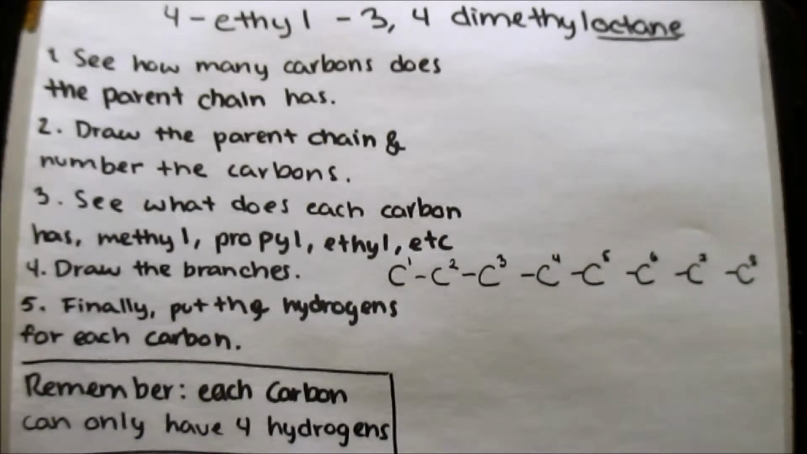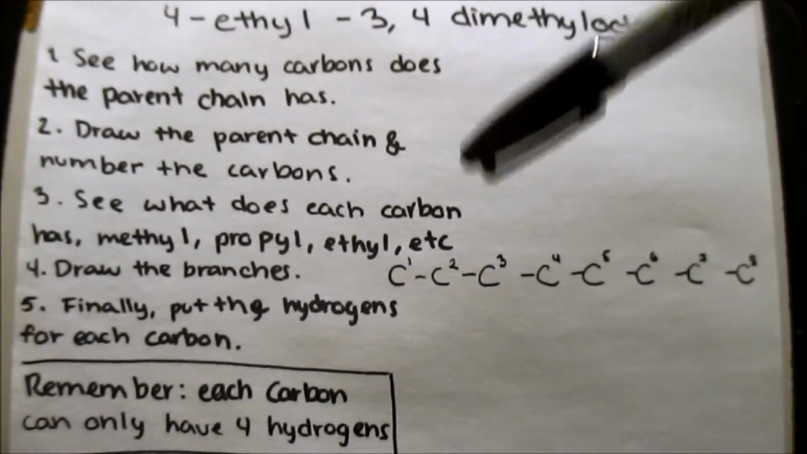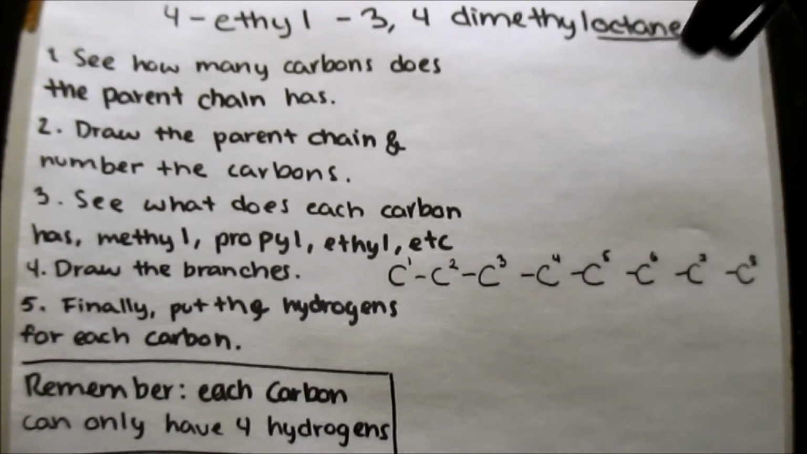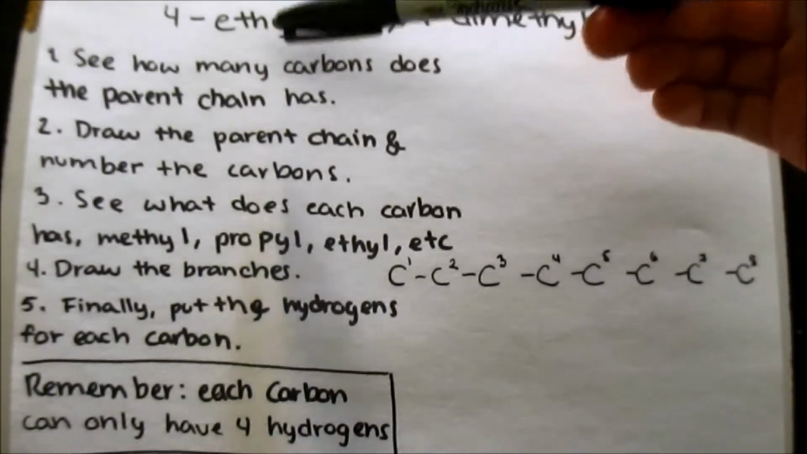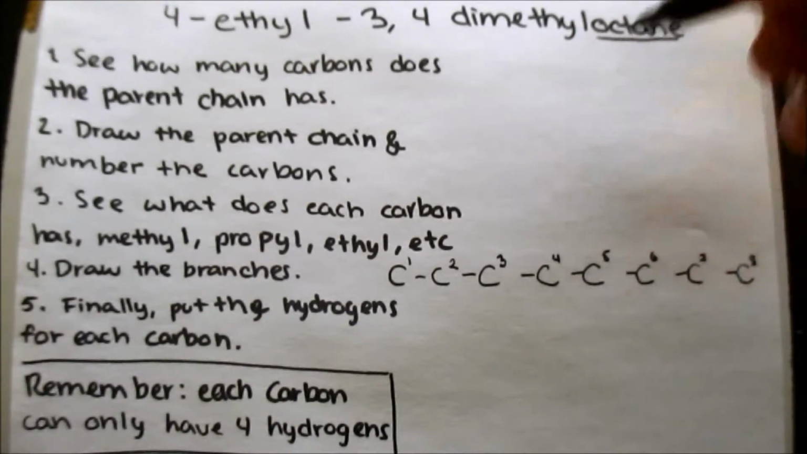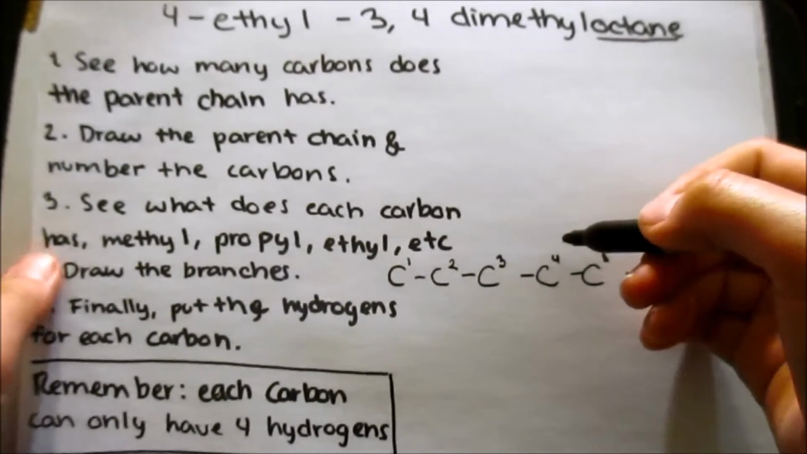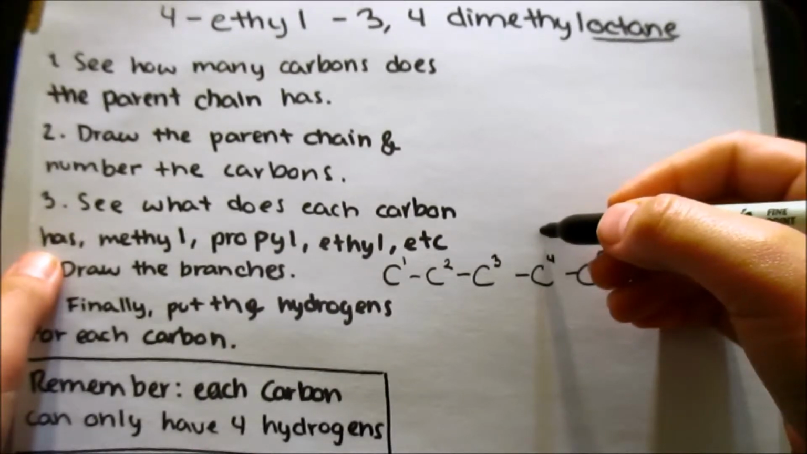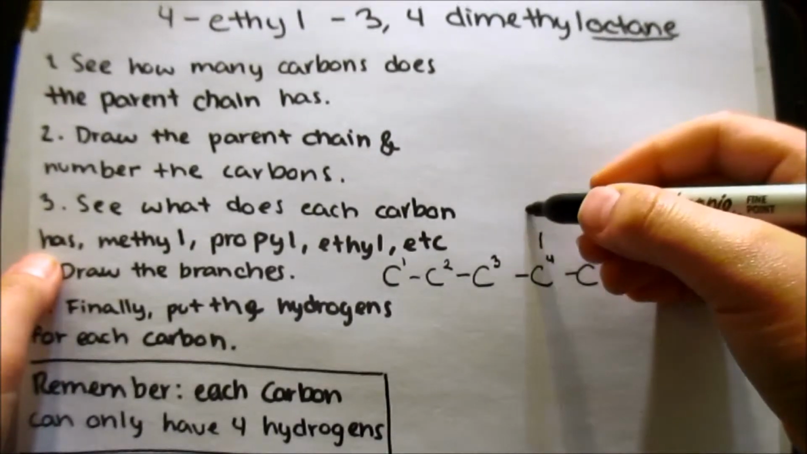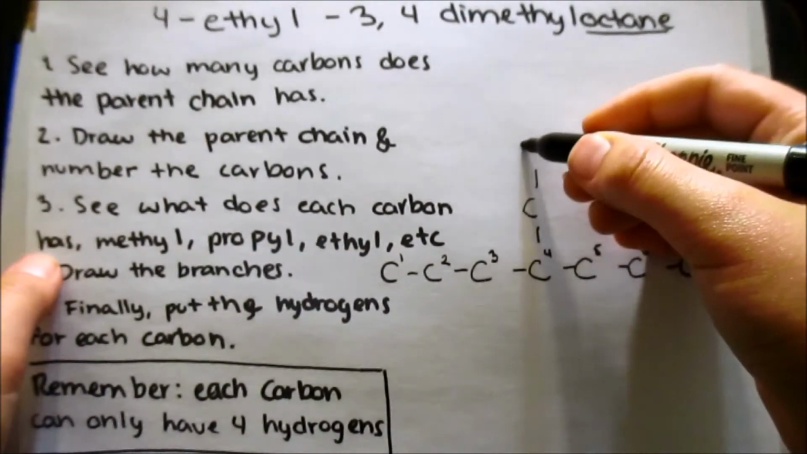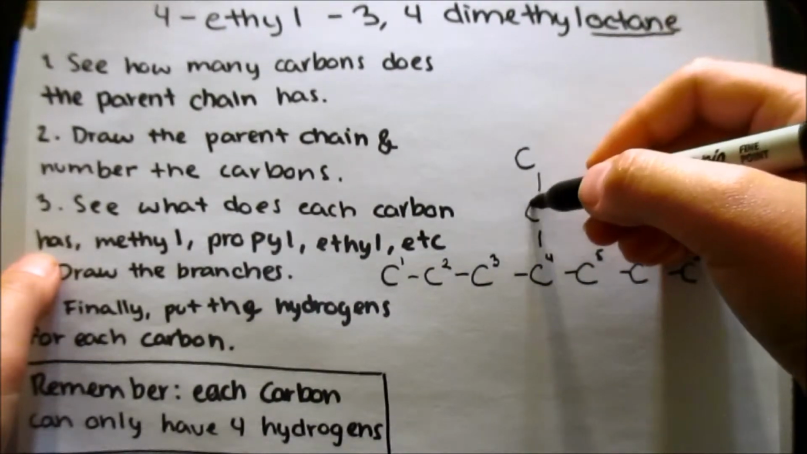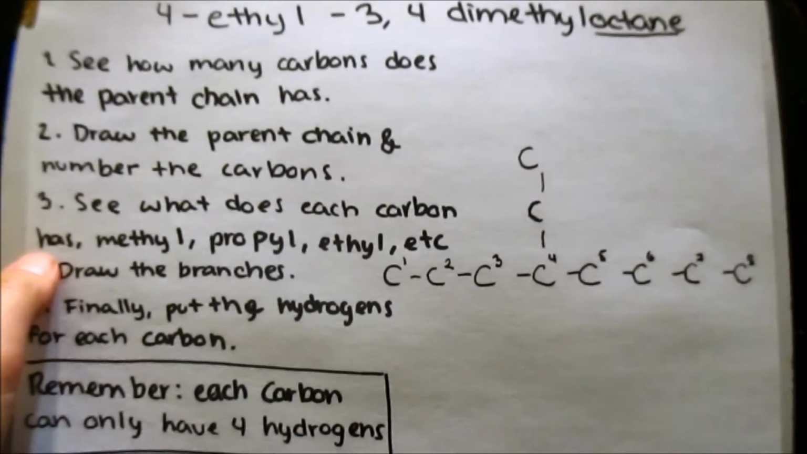Then step 3. See what each carbon has. This means the branches. Which kind of branch does each carbon have? In the example, we have 4-ethyl. So in carbon number 4, we have an ethyl. Remember that ethyl has 2 carbons. So we have 1 and 2. This is our ethyl.